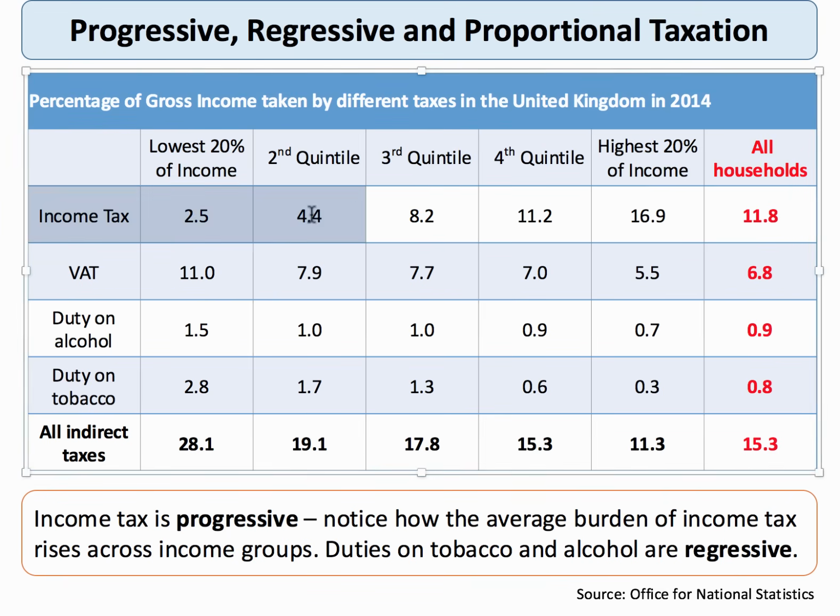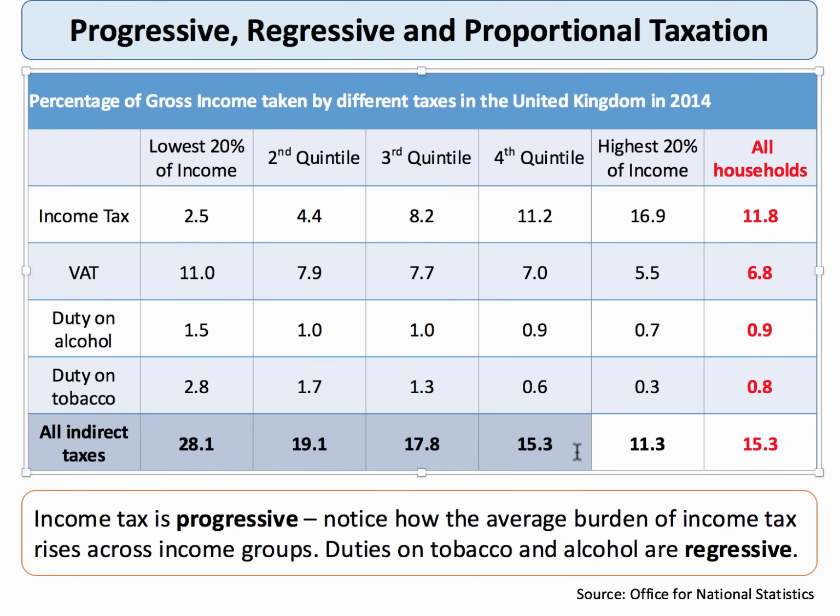And you can see that income tax is progressive, because as your income goes up, the poorest 20% of households only pay 2.5% of gross income in income tax, whereas the highest incomes pay 16.7% of their income in tax. That's progressive. VAT is regressive, because the poorest 20% are paying 11% in VAT, the highest 20% only 5.5%. And duties on alcohol, in particular tobacco, take this one example here. So the poorest 20% of households are paying nearly 3% of their gross income in tobacco duty, whereas for the highest 20% of income users, it's only 0.3%.